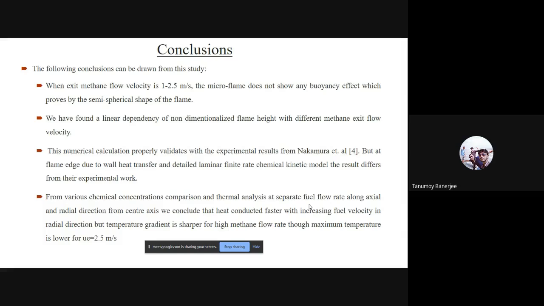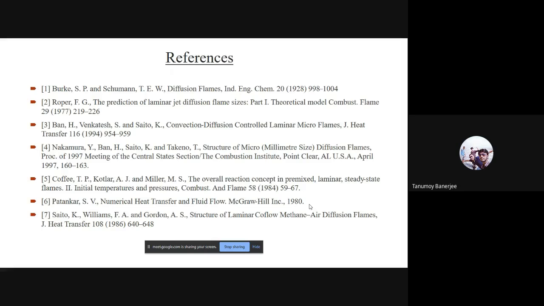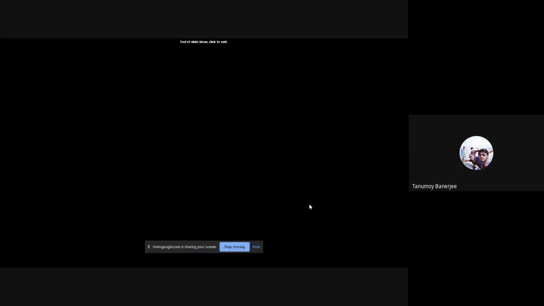From various chemical concentration gradient and temperature and thermal analysis at separate fuel flow rate along the axial and radial direction, we have concluded that the temperature gradient is sharper for methane flow rate, though maximum temperature is lower for higher methane flow rate of 2.5 meter per second. So this is the main conclusion that we have drawn from our paper. These are the references that I have used for my presentation and for our paper. Thank you.